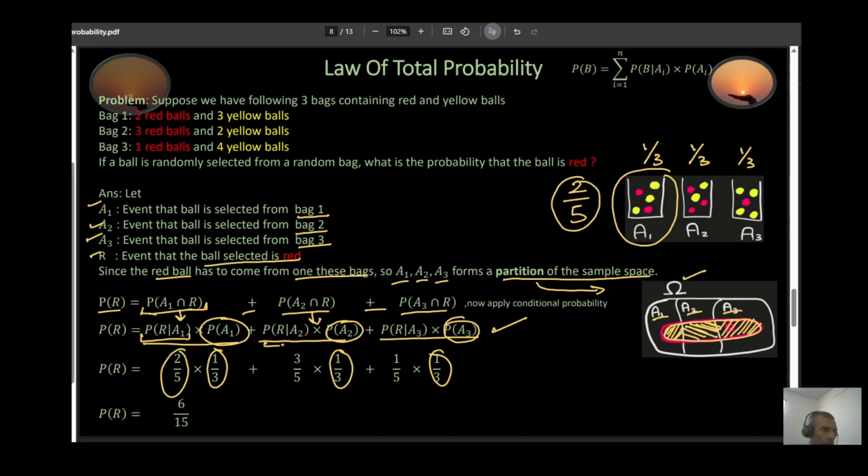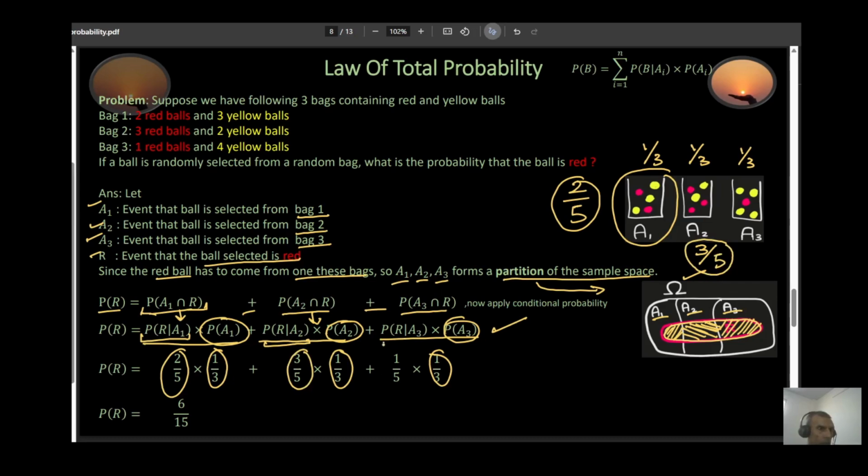Let's look at this one. Probability of selecting a red ball from bag 2. Well, this is my bag 2. How many red balls do I have? I have 3 red balls. And how many total do I have? 5. So the probability of selecting a red ball from bag 2 is 3 over 5. This is how I come with 3 over 5.